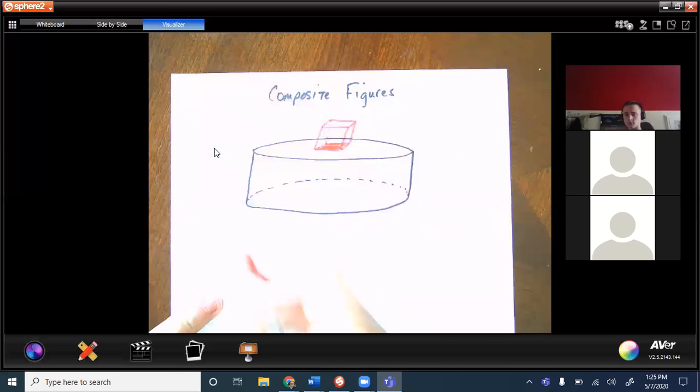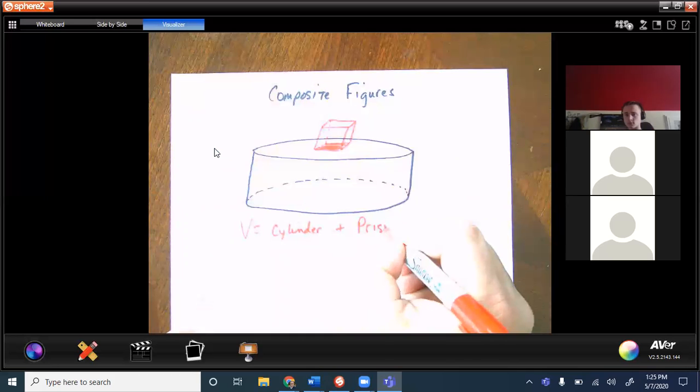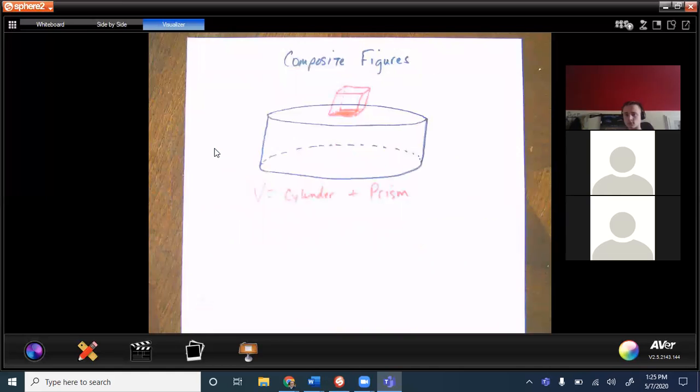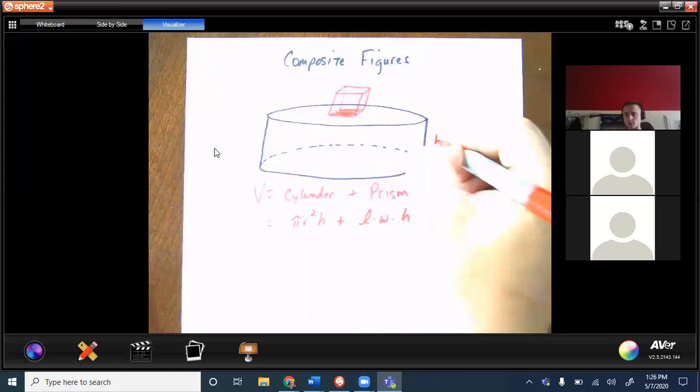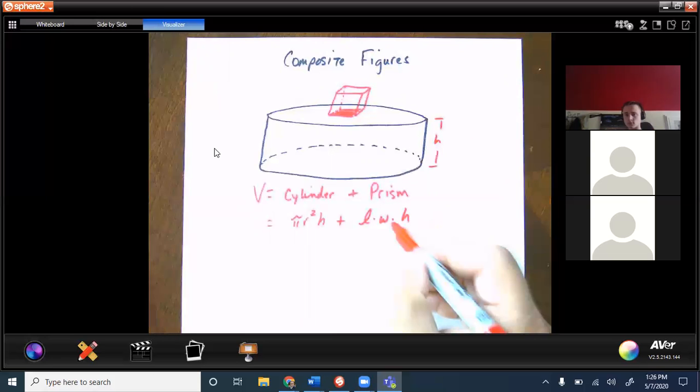And so to find the volume, you're going to take the volume of the cylinder. You're going to add to it the volume of the prism. So now nothing really changes in what we were just doing, except it just becomes a little bit of a bigger problem. The cylinder is pi r squared times the height, and the prism is length times the width times the height. Now, this height is the height of the cylinder, and then this height is the height of the prism.